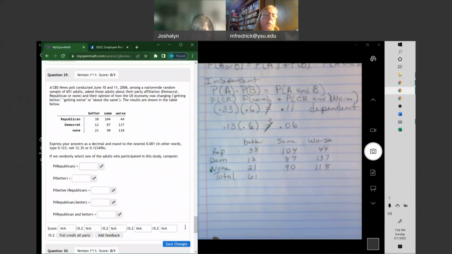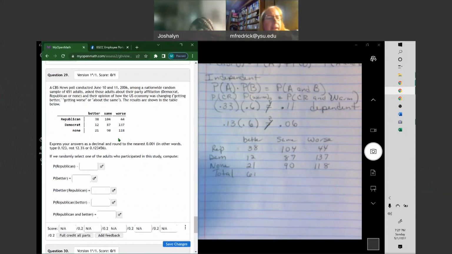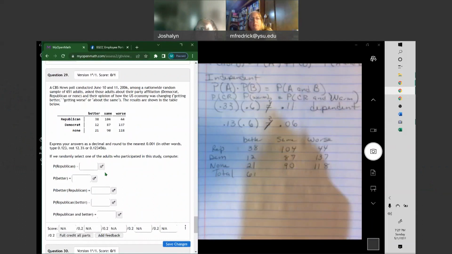For the next one, they don't have the totals, and that's why I wrote it down here so we could get the totals. Oh yeah, I think I did that too. Unless they're not asking. Yeah, they're asking probability, so I guess we need the totals.